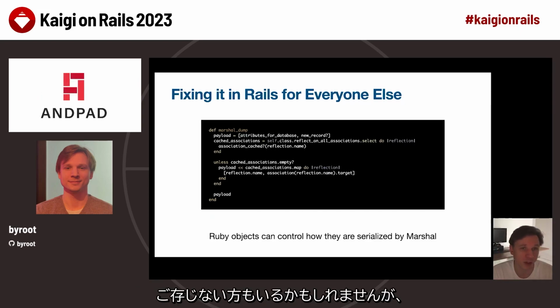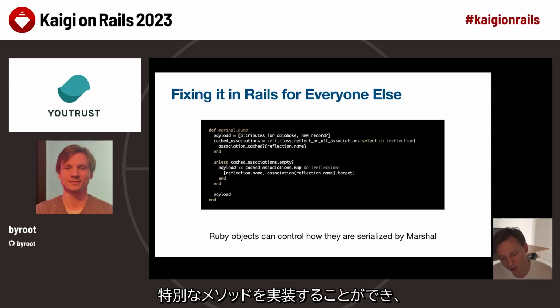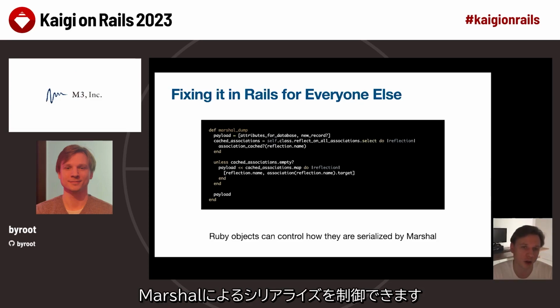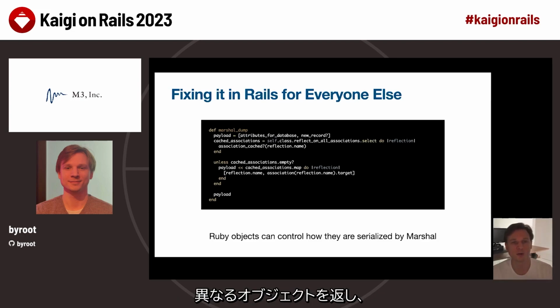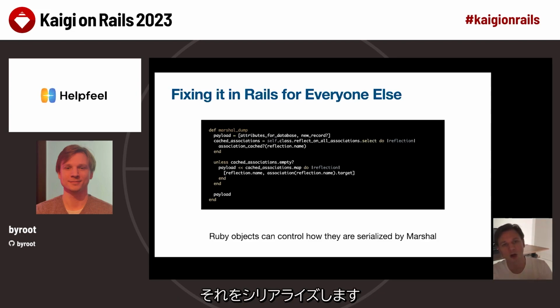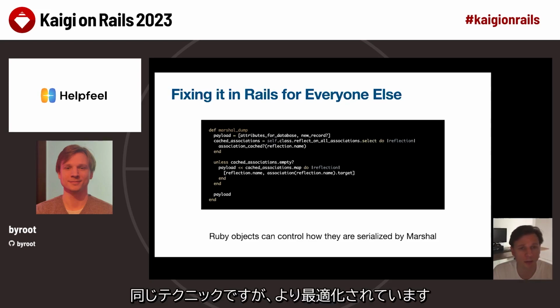Something that not everyone knows is that Marshal objects can define a special method called marshal_dump and another one called marshal_load that allows them to control how they're serialized in Marshal. Rather than letting Marshal do everything, they first give a different object representation and Marshal serializes that. So I use the same technique, more or less, but a bit more optimized.